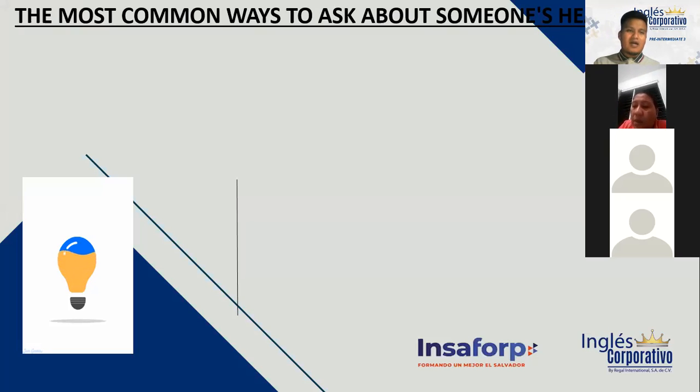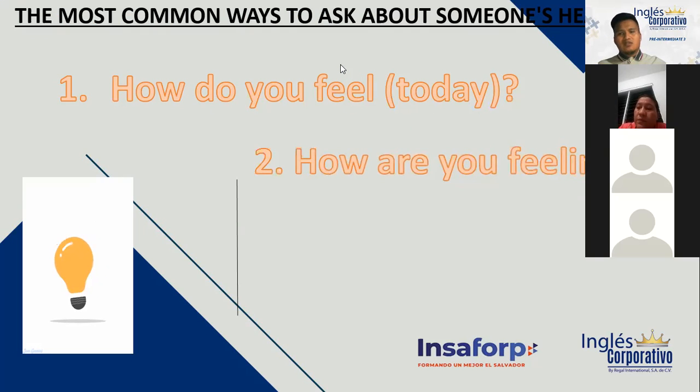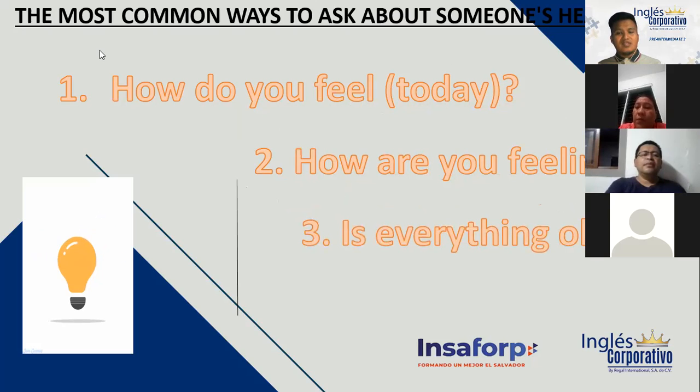And we will start with the most common ways to ask about someone's health. We have some questions that we can ask when we want to know information about someone's health. So we have the question, how do you feel? Or how do you feel today? This is the first question. Number two, how are you feeling? Question number three, is everything okay?